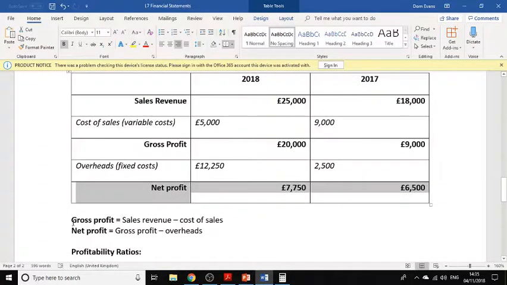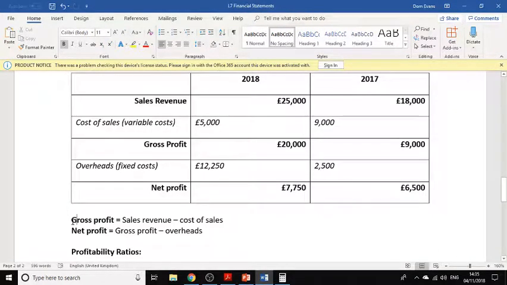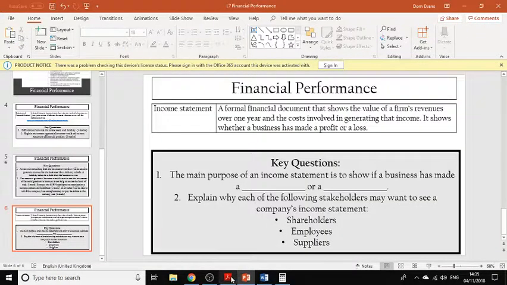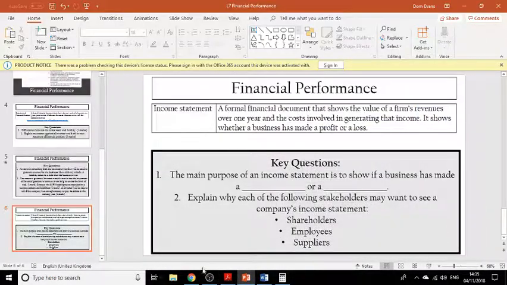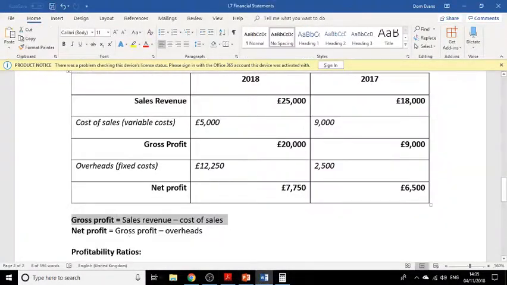Okay, the key things that you need to know is that gross profit isn't the final profit measure. It's just minus variable costs. Net profit, sometimes called operating profit, is the other key formula that you need to know.